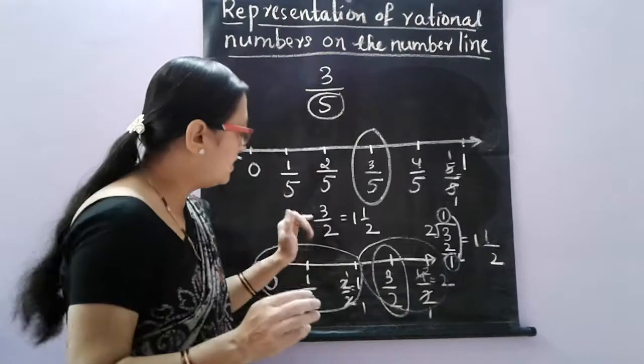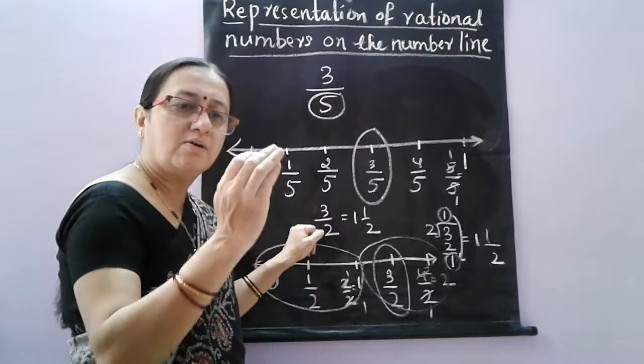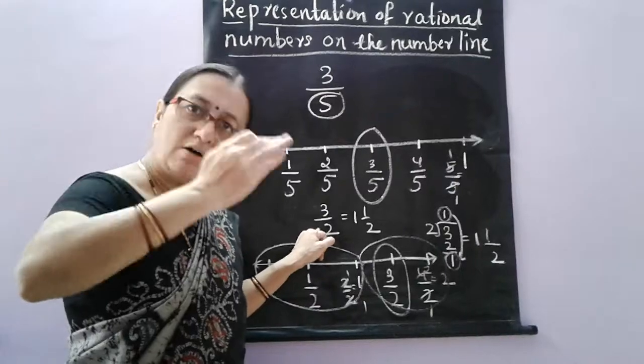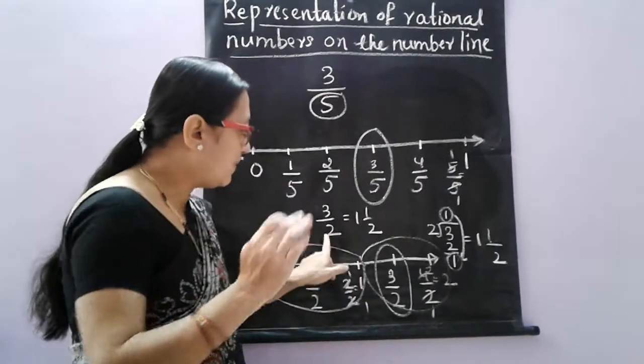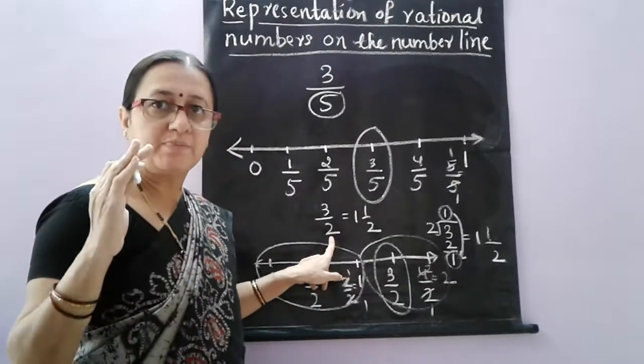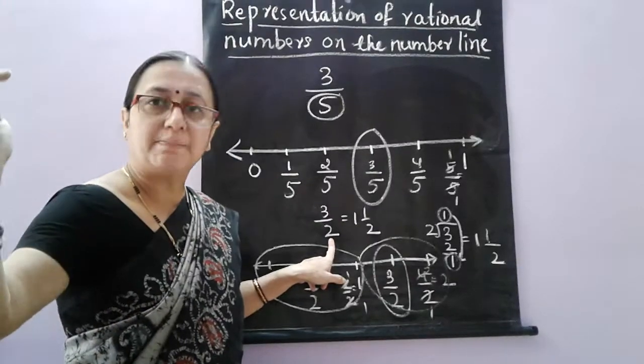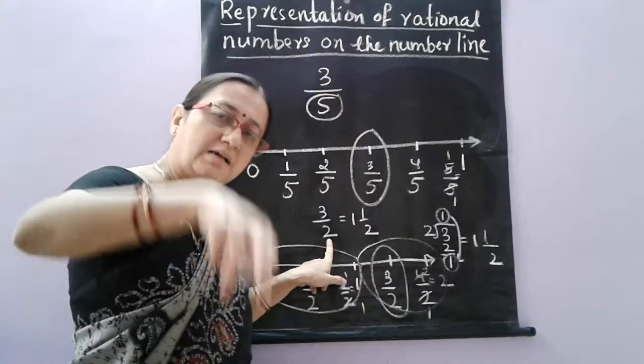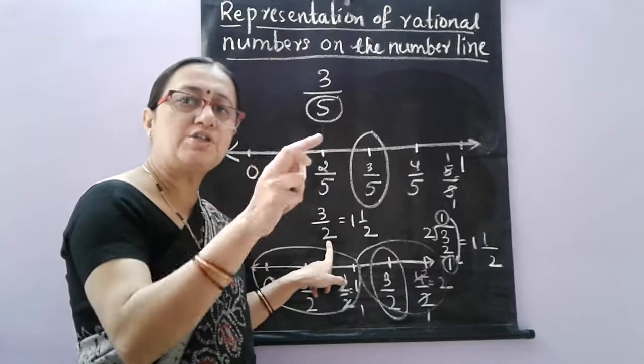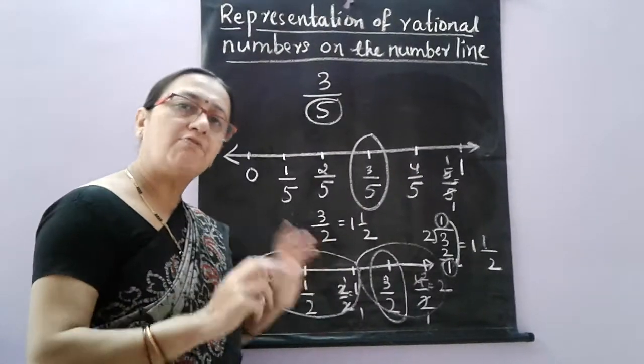The main thing is divide 0 to 1, 1 to 2, 2 to 3, all the numbers into equal parts of the denominator. Then go on representing the parts. Then circle or find out which rational number you want to find out here.